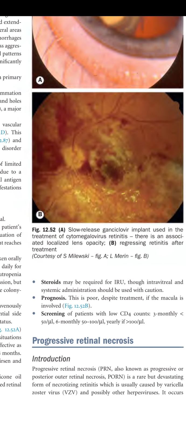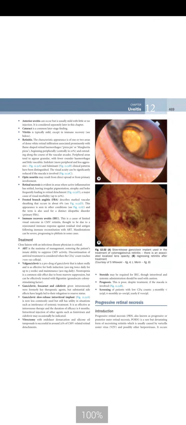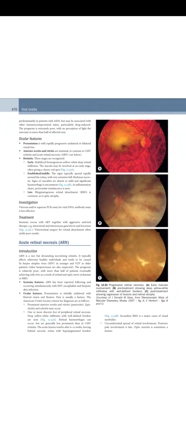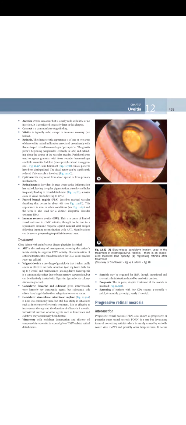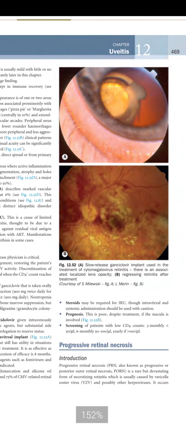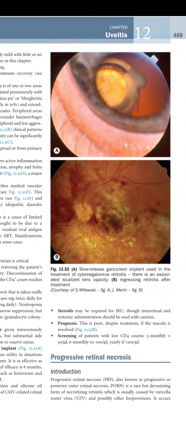So next is progressive retinal necrosis. Very important topics are PRN, which is known as PORN, and ARN, acute retinal necrosis. Progressive retinal necrosis, PRN, also known as progressive outer retinal necrosis, PORN, is a rare but devastating form of necrotizing retinitis, which is usually caused by the varicella zoster virus and possibly other herpes viruses. So majorly PORN is caused by VZV.